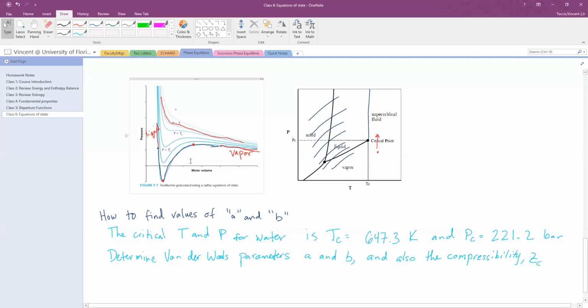So back up to this chart, notice that as we increase the temperature, the maximum and the minimum are getting closer and closer as the temperature continues to increase. So the maximum is going further left, the minimum is going further right. And at T equal to T_C, they come together at a saddle point. So at the saddle point, from calculus, the second derivative, d2P over dV2, is equal to 0 for the saddle point. We're going to use that fact in order to do our solutions.